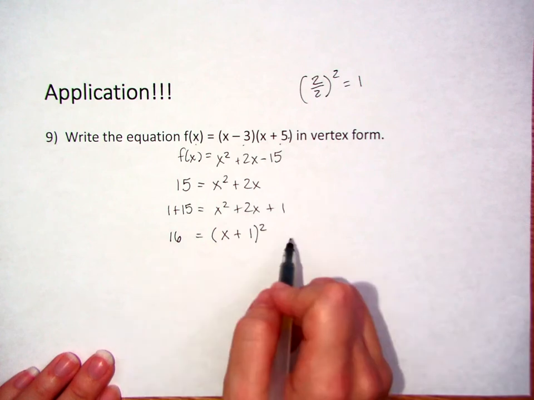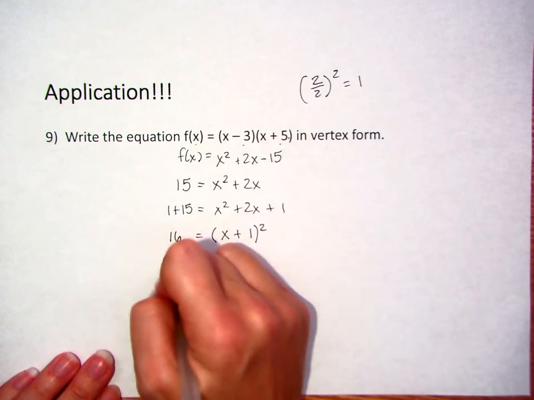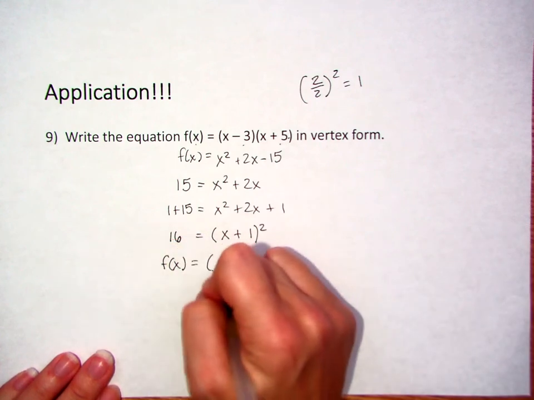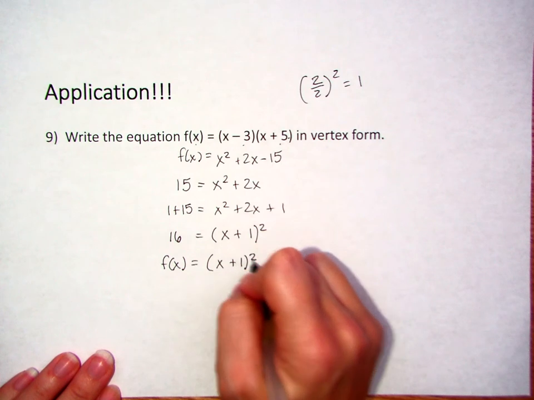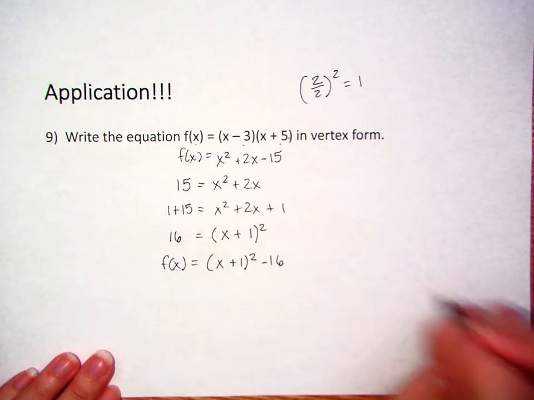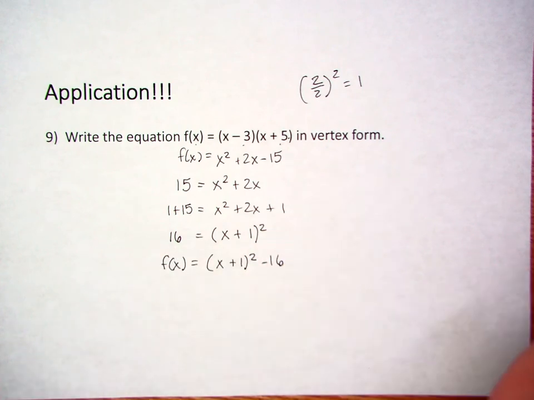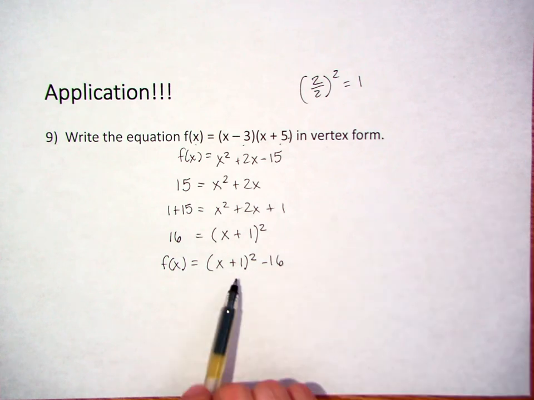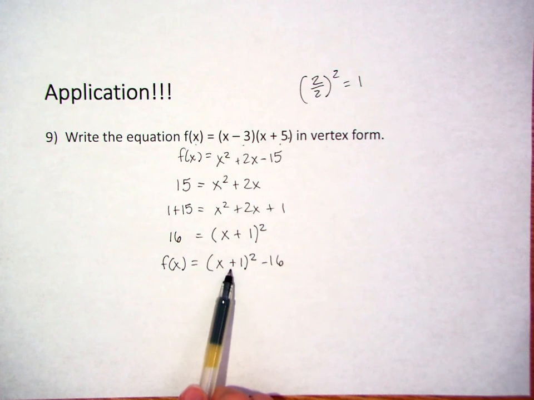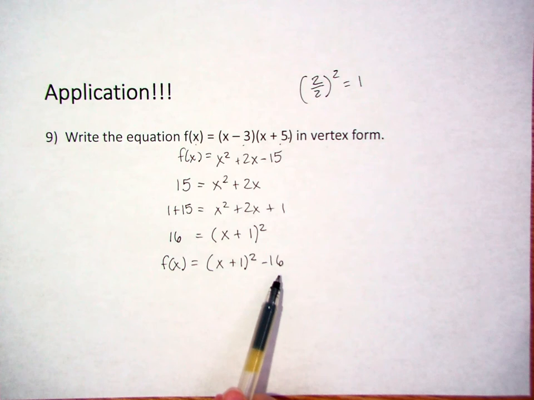And then we would move that 16 by subtracting it. So my f of x is going to equal x plus 1 squared, and then don't forget we had to subtract that 16. So if we were looking, let's say, for the transformations to the parent function, we would say, okay, this means that it went to the left 1 and down 16, because we think inside opposite, this is your left-right movement, so left 1 unit, down 16 units.